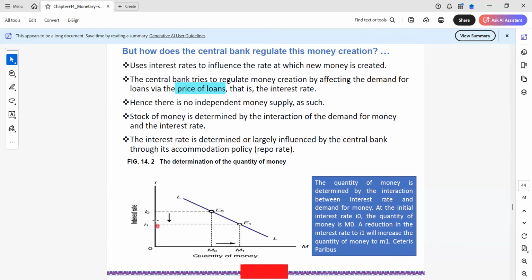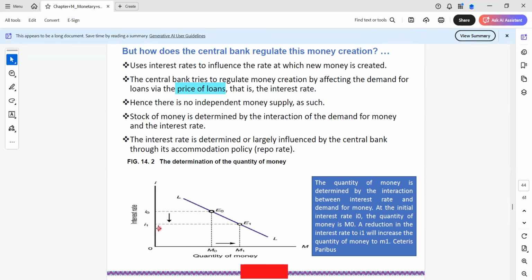But if the interest rate increases, okay, what are they saying here? If the interest rate increases, the quantity of money that one holds will decrease. I don't know why the arrow is going this way. The quantity of money is determined by the interaction between the interest rate and the demand for money. At the initial rate of I0, if the interest rate is here, you can see that the M0 here is the quantity of money that people are willing and able to hold. But if the interest rate now decreases, the quantity of money that people are willing to hold is going to increase, right? Obviously, because the interest rate has decreased.